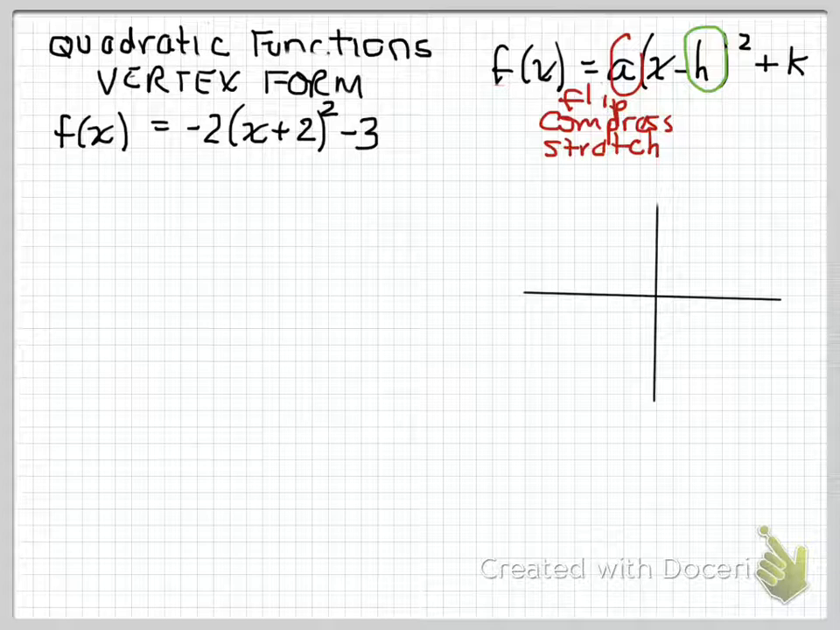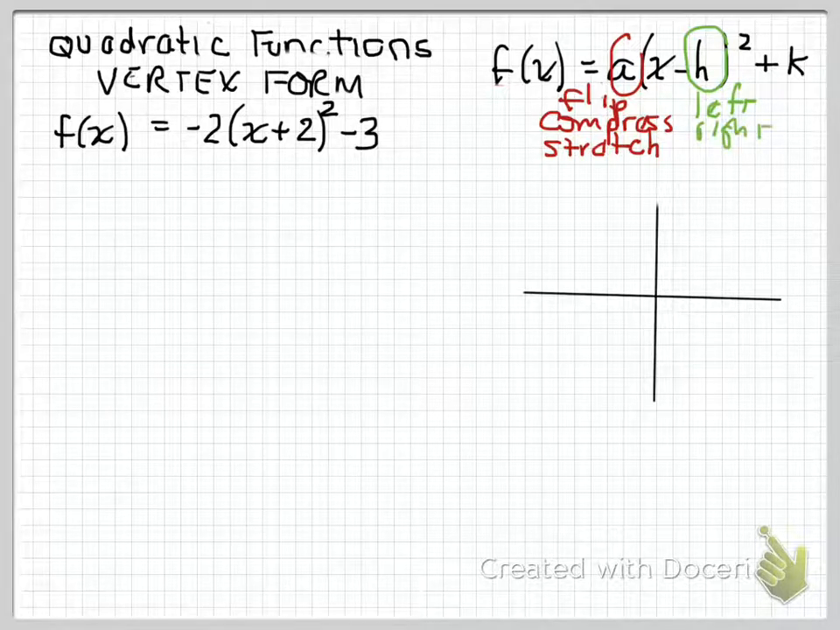Remember that our parent function is going to be centered over the 0,0, so h is going to tell us which way our x-coordinate is going to move. That is our left, right shift. And finally, k is going to tell us whether or not we're going to move up or down from that 0 point. So that is our vertical shift.